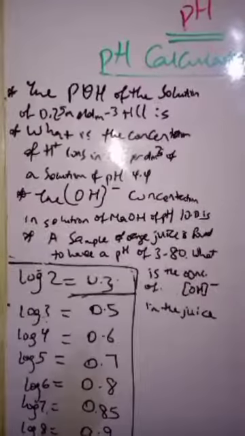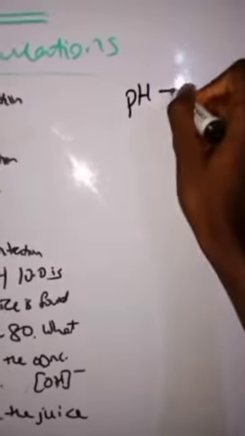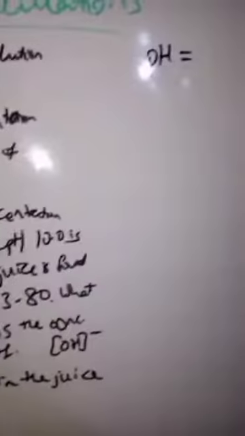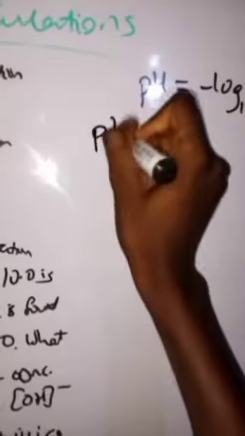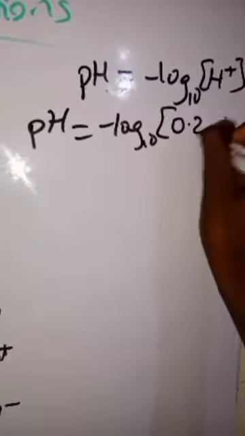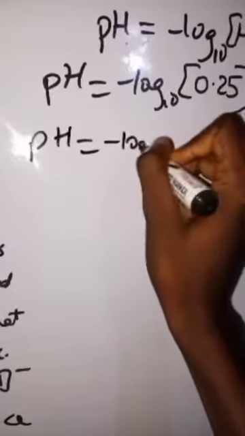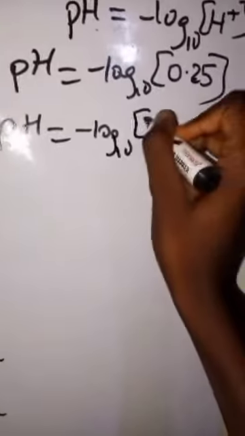The pH of the solution of 0.25 mole per dm cube HCl. So HCl, that's dealing with what? pH. So you will get your pH, then you slot it into the formula before you can get your pH. So that's minus log 10. Do you understand? So slot it in. What's the hydrogen ion concentration? pH is minus log base 10 of what? 0.25. pH is equals to minus log base 10 of, this one is the same thing as what?